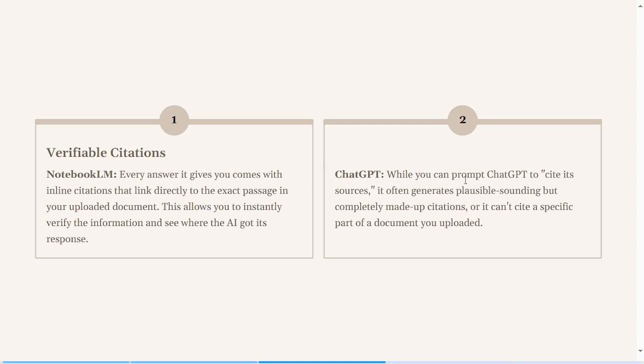In ChatGPT, while you can prompt ChatGPT to cite its resources, it often generates plausible sounding but completely made up citations, or it can't cite a specific part of a document you uploaded. So in ChatGPT, what happens is it often generates plausible sounding but completely made up citations. It is not coming from the source. It is just making things up and giving some random information. It can't cite a specific part of a document you uploaded. So Notebook LM has a great feature that ChatGPT doesn't have.